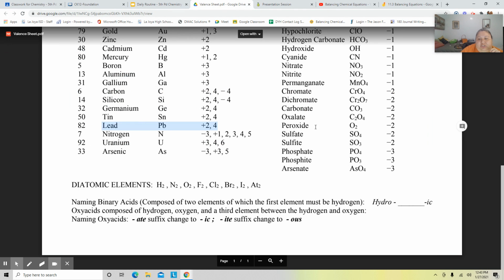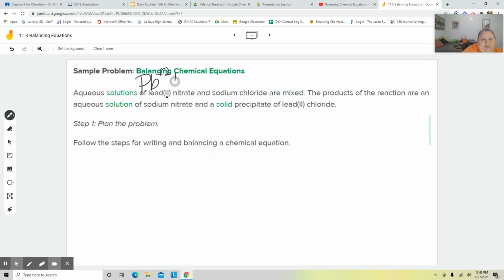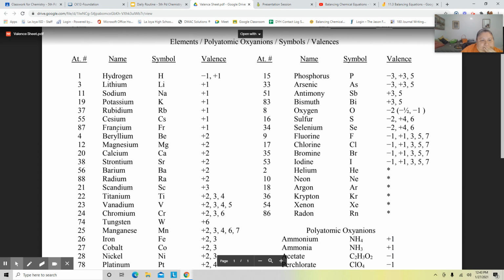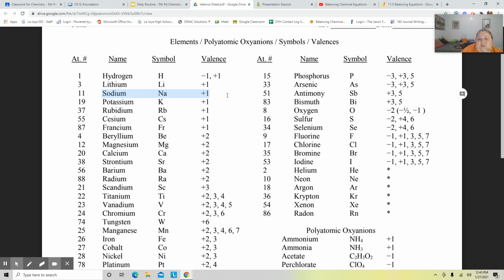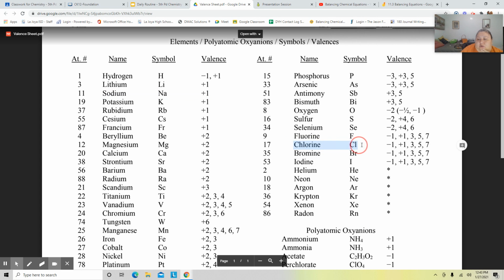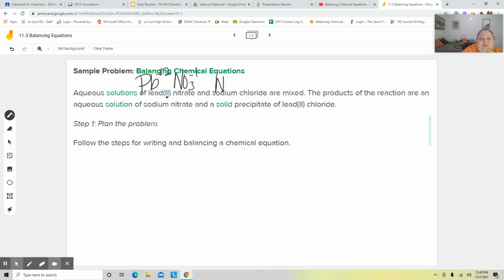Nitrate, we can look it up on the sheet. It's right up here on the right side. NO3 with a -1 charge. So that's what I write for nitrate. Sodium and chloride. Sodium, Na+1. Chloride is just chlorine with a -1 charge. So Na for sodium, it's got a +1 charge. Chlorine has a -1 charge.